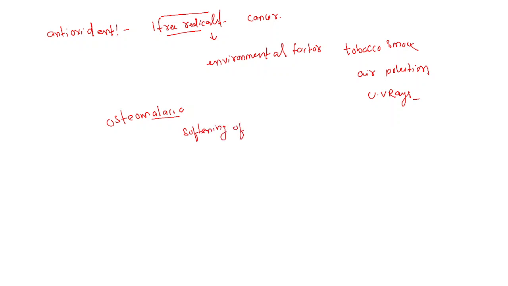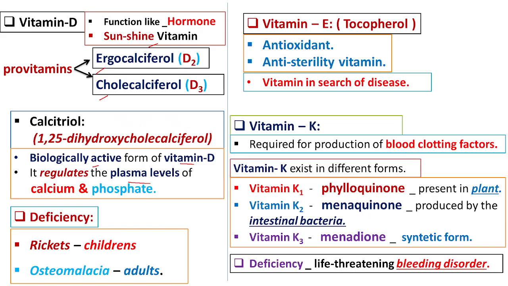of bone caused by impaired metabolism, primarily due to the inadequate availability of phosphorus and calcium, phosphate and calcium. Whenever there is improper availability of phosphate and calcium, we are affected with osteomalacia disease.